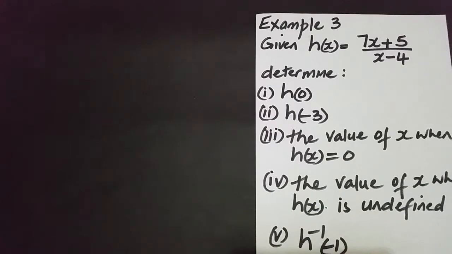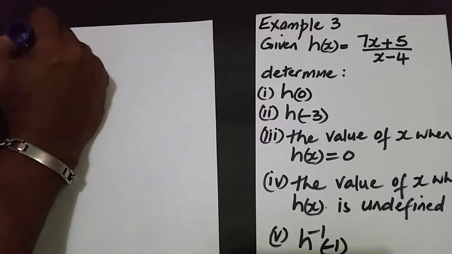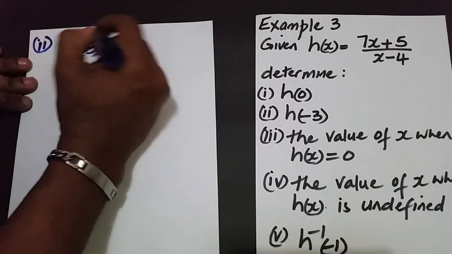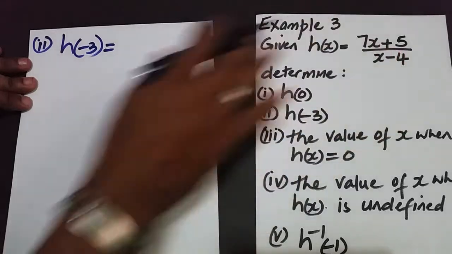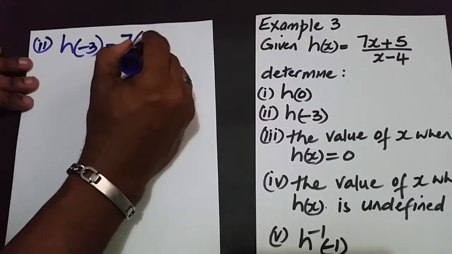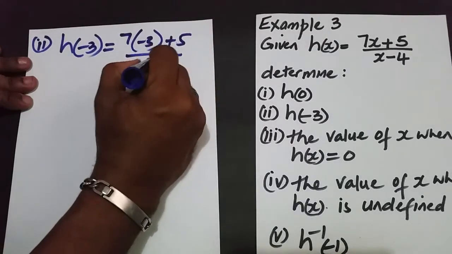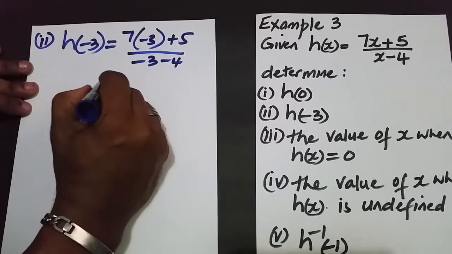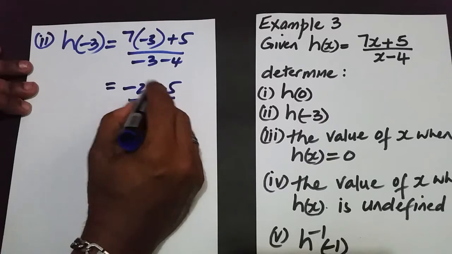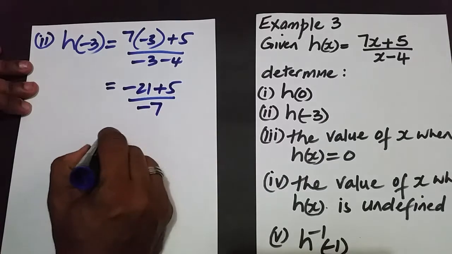Let's take a look at part 2 of the question. So in part 2, they're asking us to find h of negative 3, which means wherever x is, we're going to put negative 3. So it's going to be 7 times minus 3 plus 5 divided by minus 3 minus 4. So 7 times minus 3 is minus 21. Add it to 5, and you owe 3 and you owe 4. That means you owe 7.